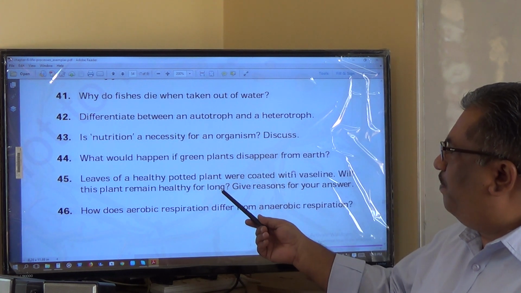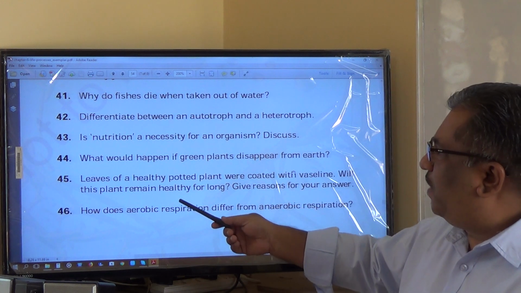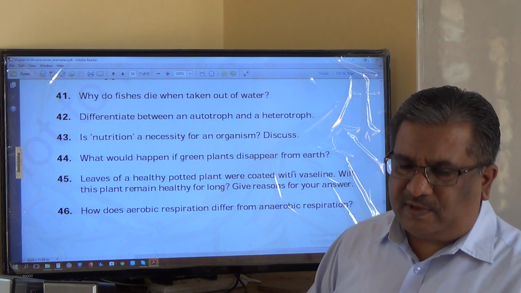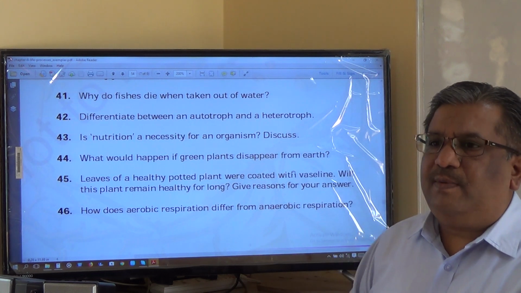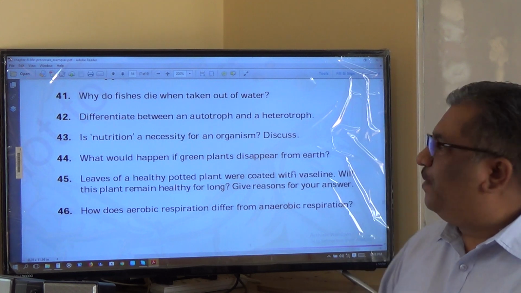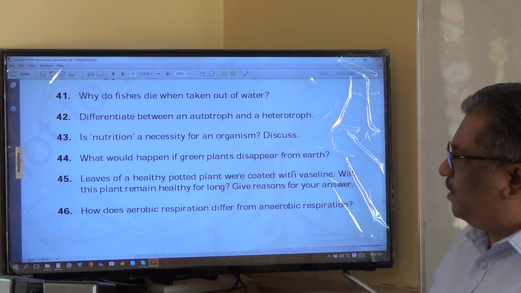Leaves of a healthy potted plant were coated with Vaseline. Will this plant remain healthy for long? No, because gaseous exchange does not take place, and because of which respiration as well as photosynthesis cannot occur, the plant will die.